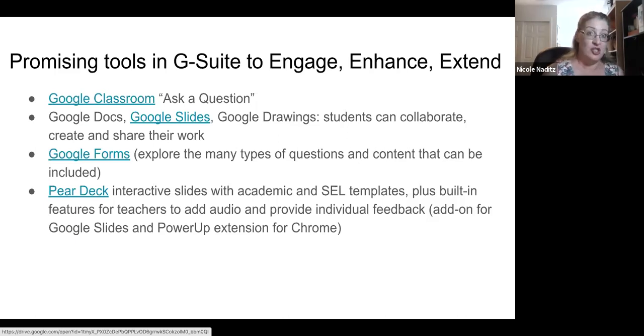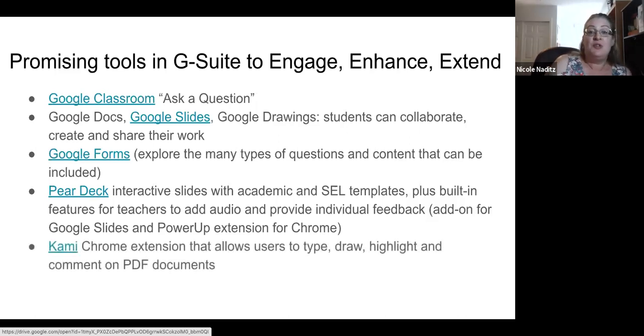A couple of new things they've added to Pear Deck: social emotional learning templates, which we anticipate being an even greater need next year as students return from this oddly interrupted semester of learning. So there are some social emotional template slides where you can help them examine their feelings and learn to deal with them and learn to express them. Plus, there are built-in features now for teachers to really easily add audio to their Google Slides. It's even easier than Screencastify. And also to provide individual feedback, which just got released yesterday or today. So it used to be you could see each student's work in Pear Deck, but you couldn't give them feedback through Pear Deck. Now you can.